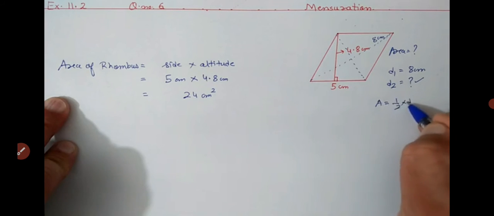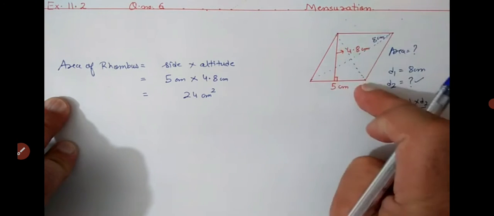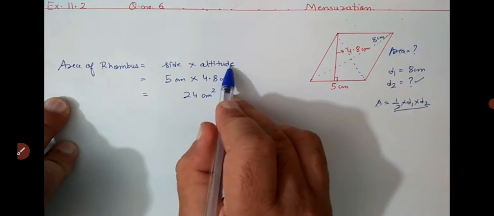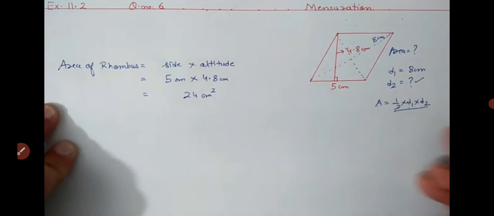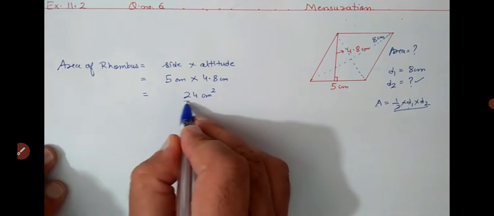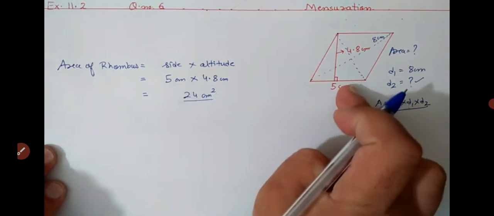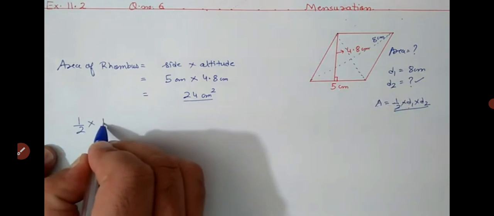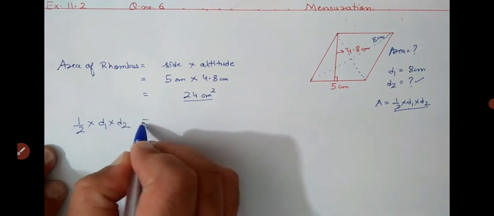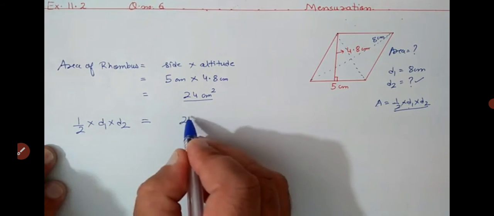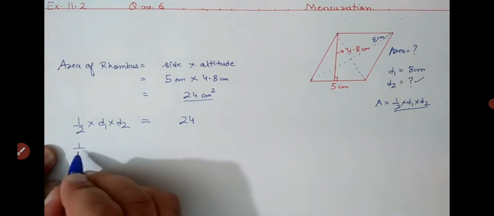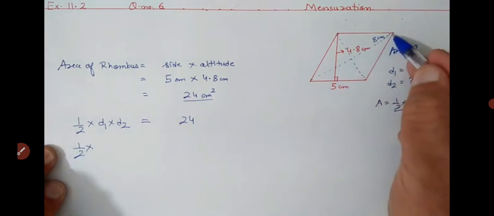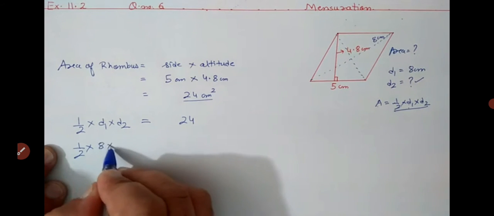So we know that the area of rhombus is 1 by 2 d1 into d2, and the area of rhombus is side into altitude also. So we equate them. The area of rhombus is 24 centimeter square. So 1 by 2 into d1 into d2 is equal to 24. d1 is given, 8 centimeter, into d2. We have to find d2.